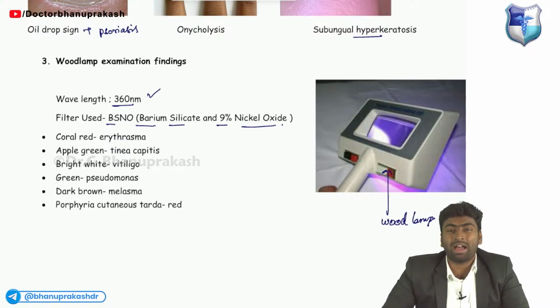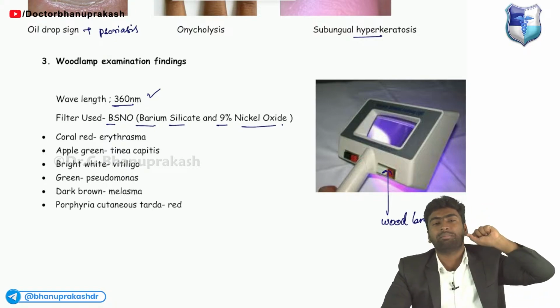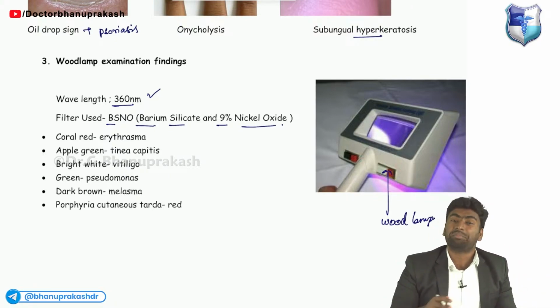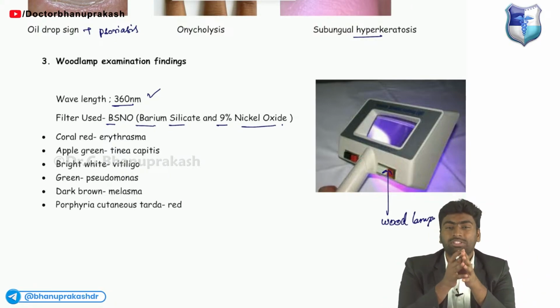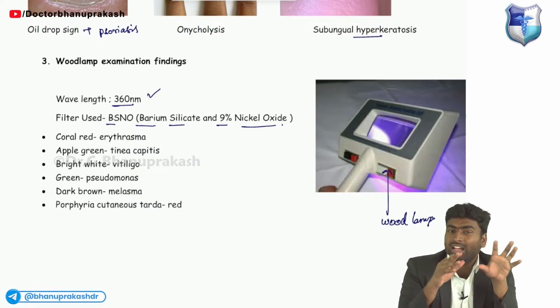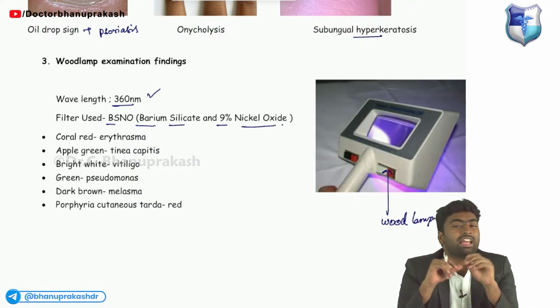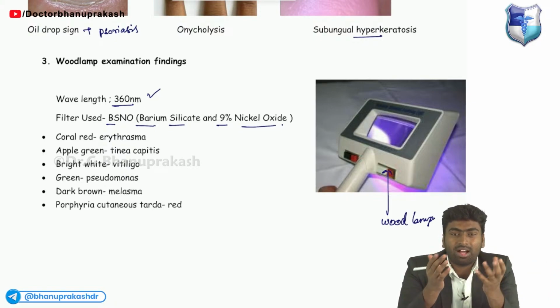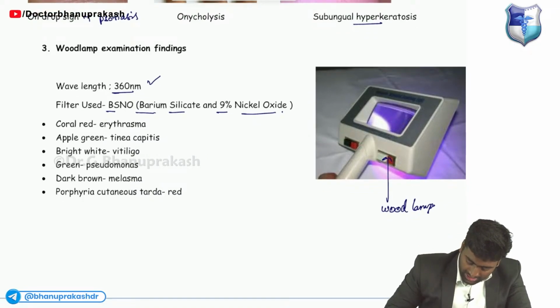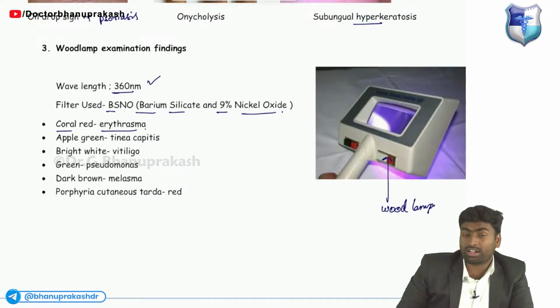It will be made up of barium silicate and 9% nickel oxide. So just remember, it will be made up of barium silicate and 9% nickel oxide. And based on the color seen from this Wood's lamp examination, it will tell us which disease it might be. First, the most common one being tested is erythrasma. In the case of erythrasma, you will see coral red fluorescence. So remember, in erythrasma, you will see coral red fluorescence.